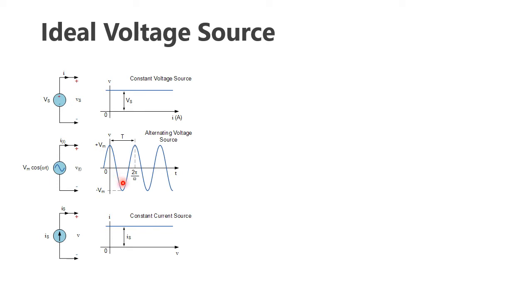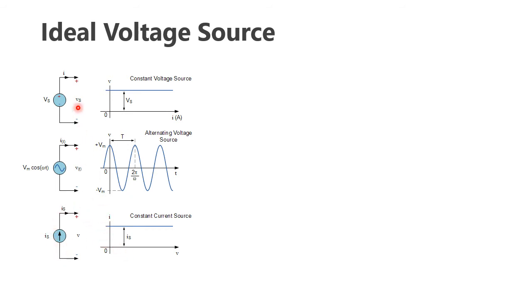Again, for the negative half cycle, it increases from 0 to minus Vm, then decreases from minus Vm to 0. Likewise, it will continue as a pure sinusoidal wave. So this is an example of the alternating voltage source symbol. And this is the constant current source.